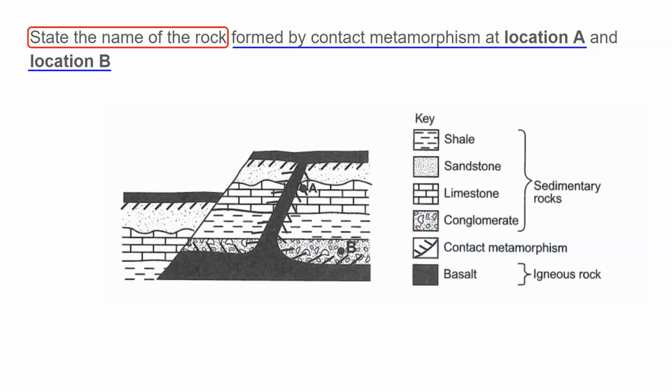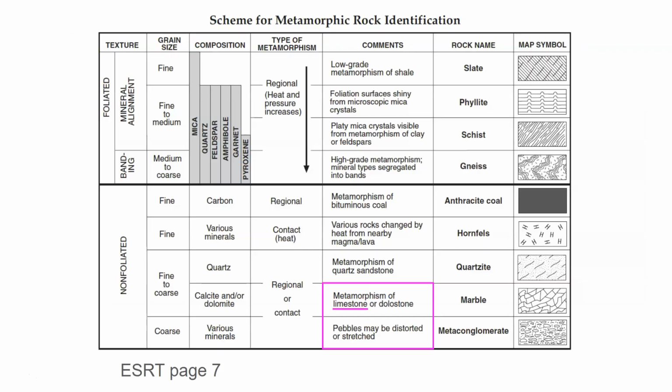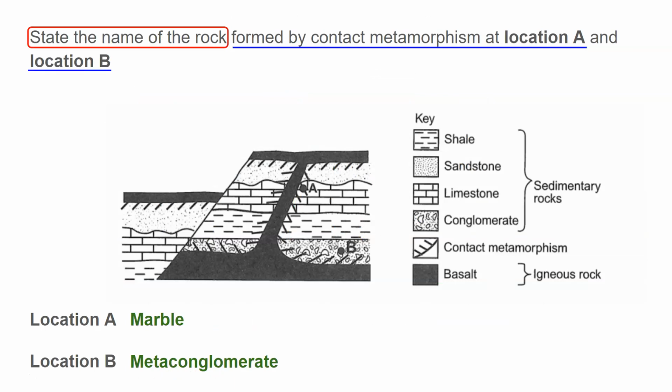Use the same map symbols on page 7 of the Earth Science reference table. So we're starting with a limestone and a conglomerate. Metamorphism of limestone is going to lead to a marble, and metamorphism of a conglomerate will lead to a metaconglomerate. It's in the name, right? So we're looking at a marble at location A, and at location B, a metaconglomerate. So again, limestone will metamorphose into marble. That's at location A. In location B, we started with a conglomerate, we contact metamorphosed it, and we end up with a metaconglomerate as the metamorphic product.